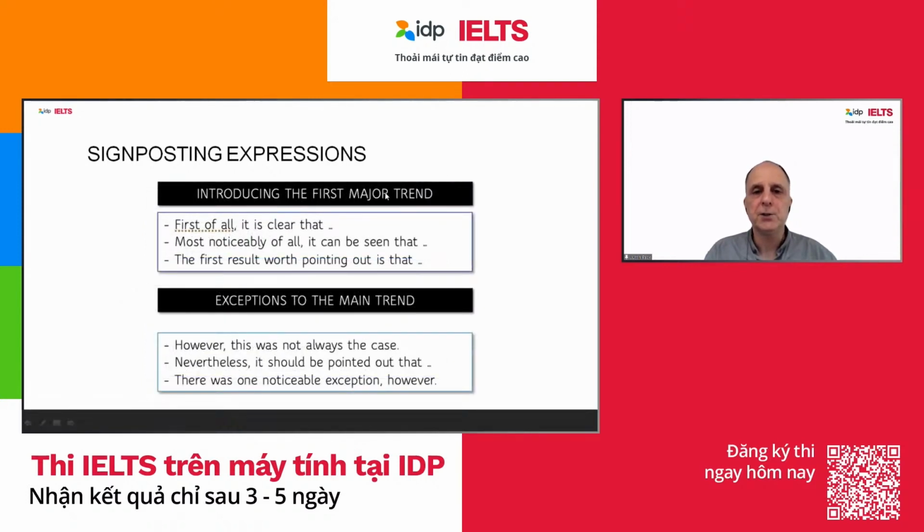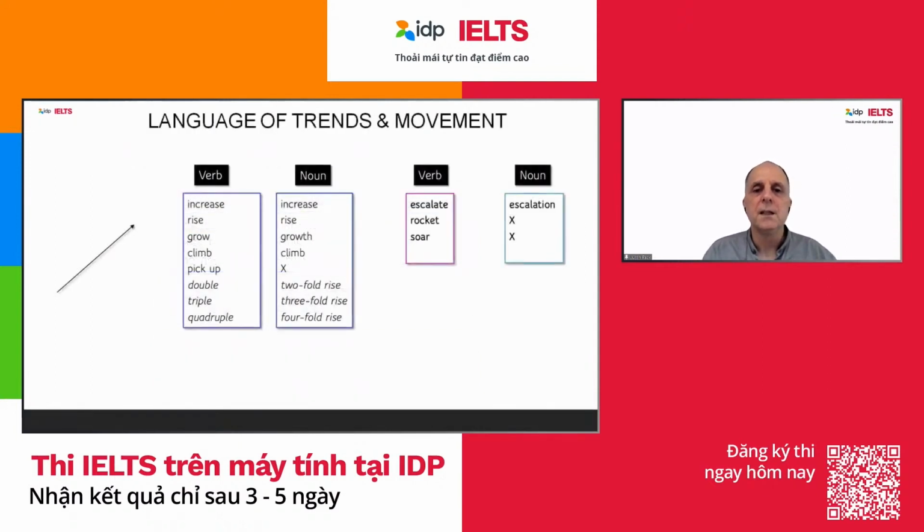So, introduce the first trends and some of the exceptions for that as well. Okay. So you can see here the first result worth pointing out is that we've got quite a few words there. So remember, maybe some of these longer phrases will help you get to your 150 word mark and above. So many of you who have been studying should be familiar with these kind of phrases when you go and do the test soon.